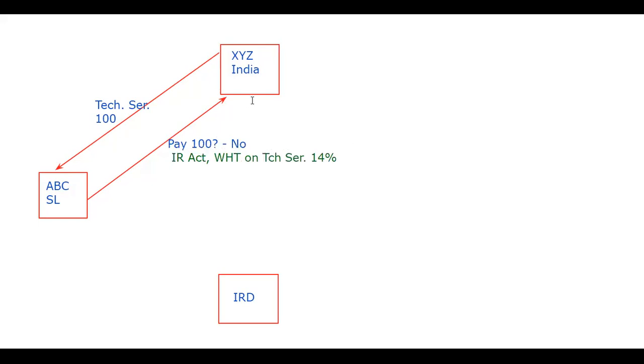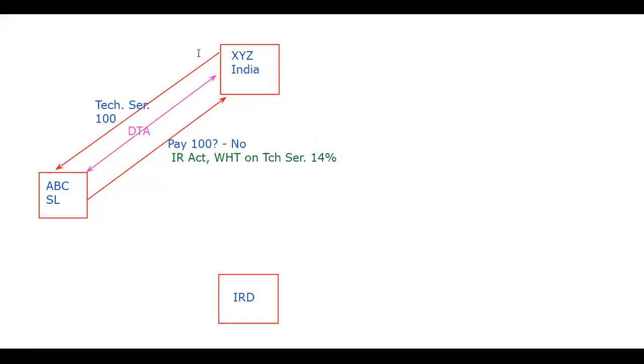Are we going to deduct 14%? No. We are not going to deduct 14%. We need to check whether we have a DTA or not. Then we can see we have a DTA with India. We are clear now. We have a DTA with India.